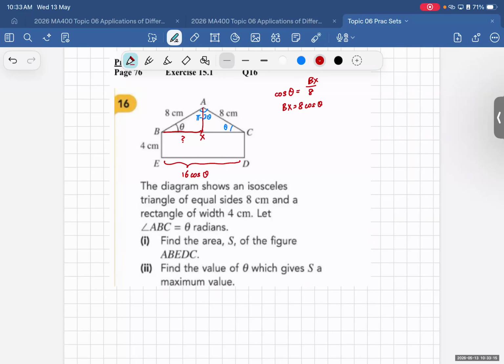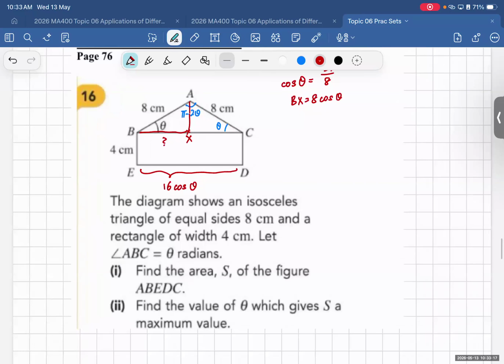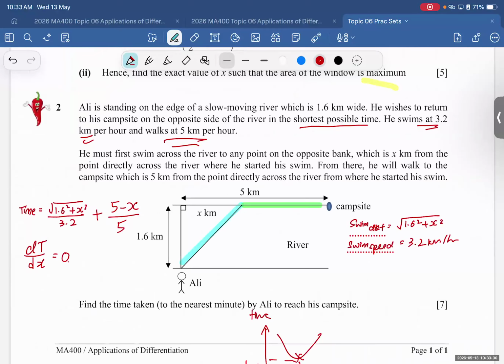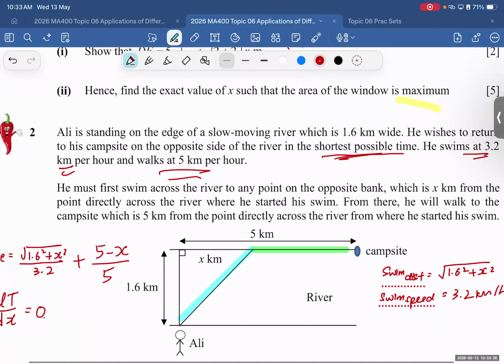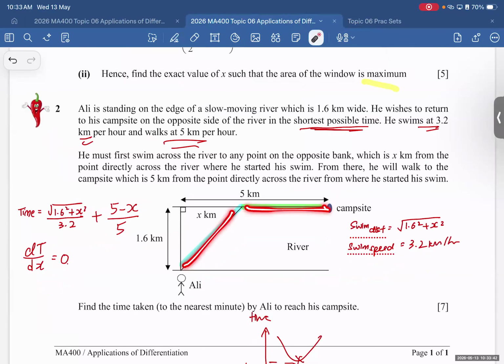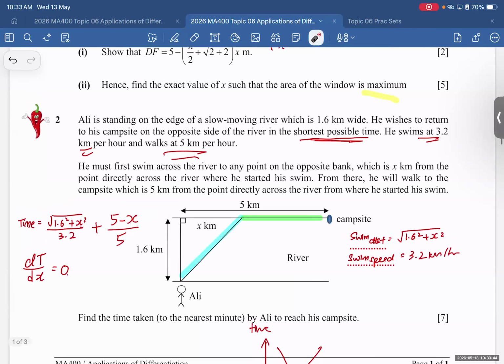Yes, Zoe. You find the time taken. Actually, okay. So after that you try to differentiate the time, because the time is the one that you want to be the shortest. So what's the time? The time will be the swimming time and the walking time added together.